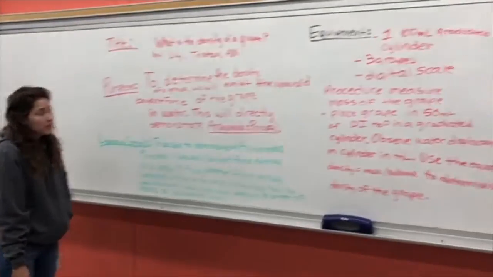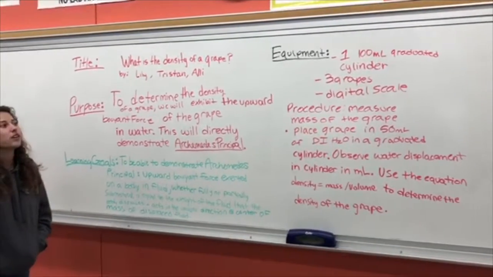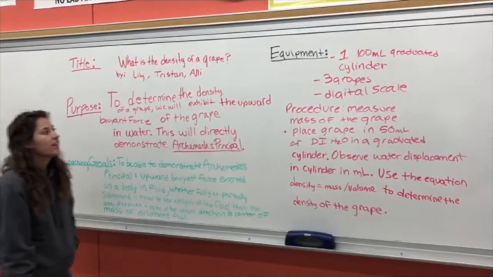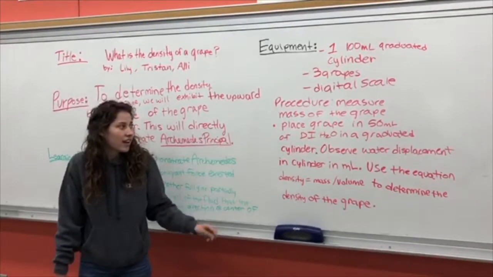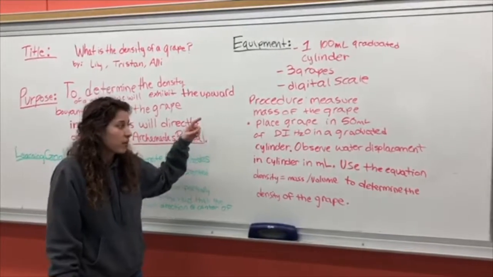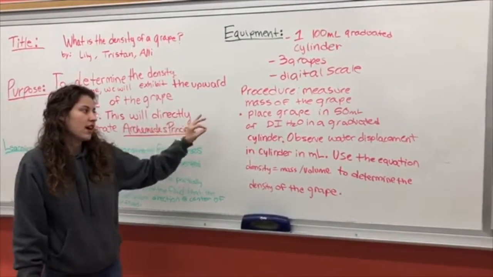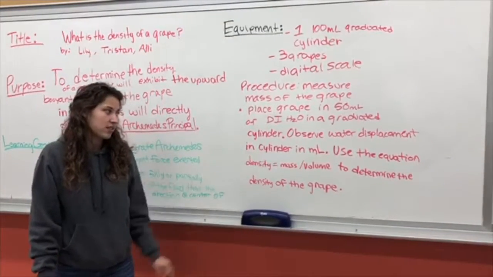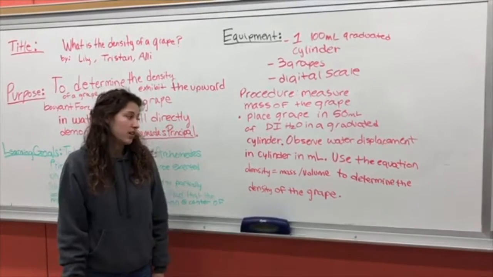So, the equipment we will be using to demonstrate this is a 100 milliliter graduated cylinder. We will be using 3 grapes, a digital scale, and the procedure is as follows. We will measure the mass of the grape. We will place the grape in around 50 milliliters of DiH2O in a graduated cylinder, and then we will observe the water displacement in the cylinder in milliliters.